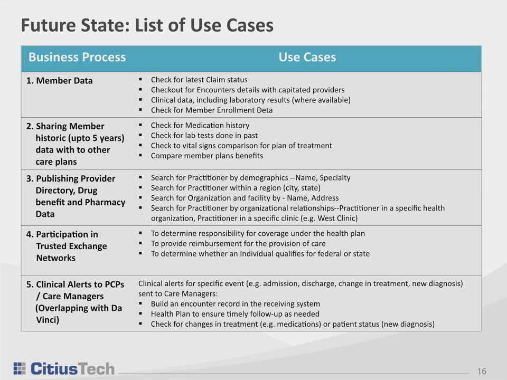Well, if I talk about the third use case, that is the provider directory information being available to members. Now the members can search for their practitioner either by the demographics, or by any city code or region, or by the name, or for a practitioner in any specific specialty.